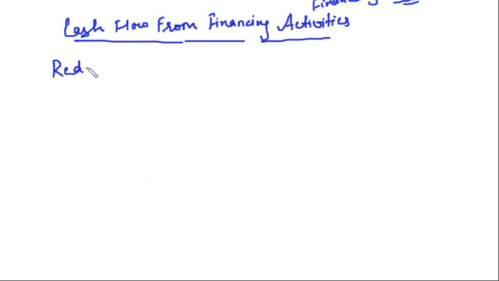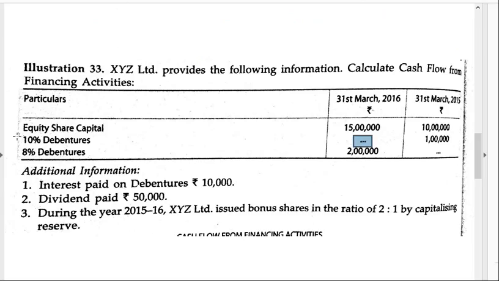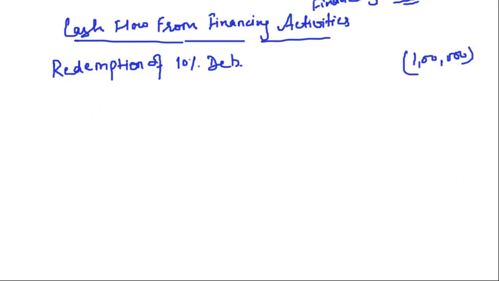We have paid back the money, so we have redemption of 10% debentures. This is 1 lakh. And 8% debentures: that means we redeemed debentures carrying a higher rate of interest and issued debentures carrying a lower rate of interest, 2 lakh rupees, because earlier 8% debentures were 0. Now it is 2 lakh, that means during the year we have issued 8% debentures to the extent of 2 lakh. Issue of 8% debentures, 2 lakh.